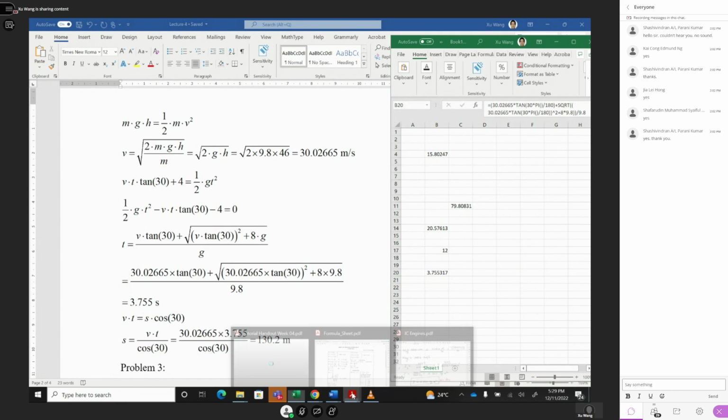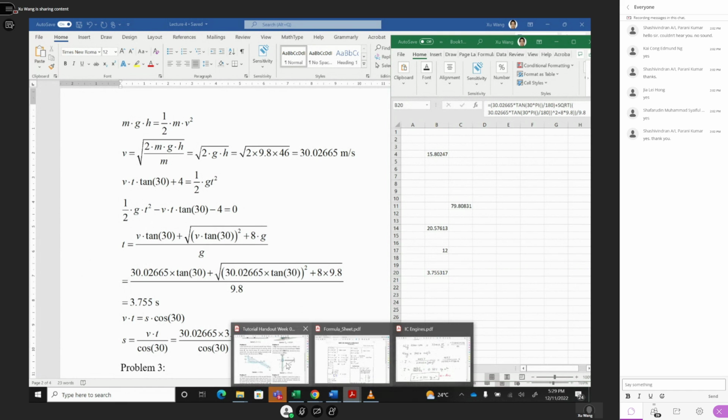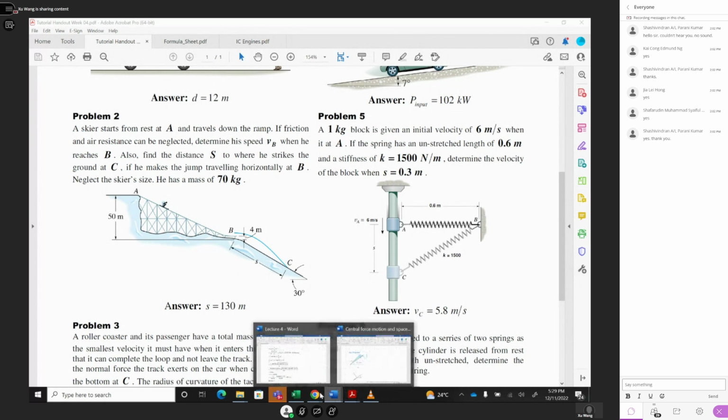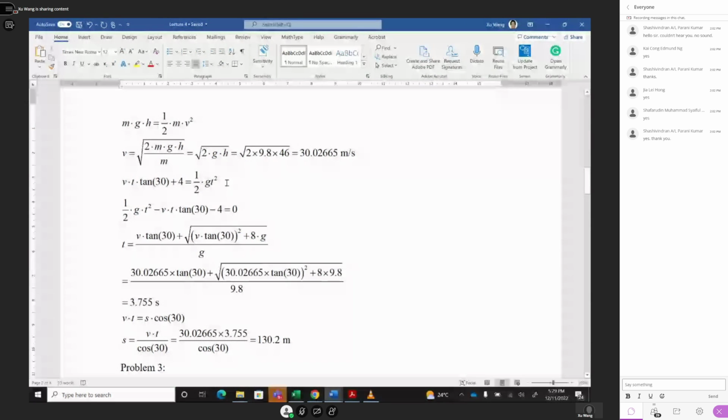We finish vertical direction, which is from here, and this 4 plus this drop distance, which is this VT tangent 30 degree. This you finish it. So this direction distance equal to half of GT, and you find the T equal to that. And then we study horizontal.